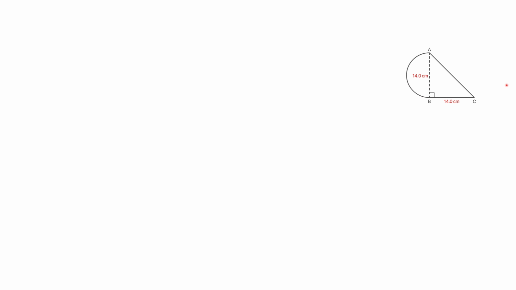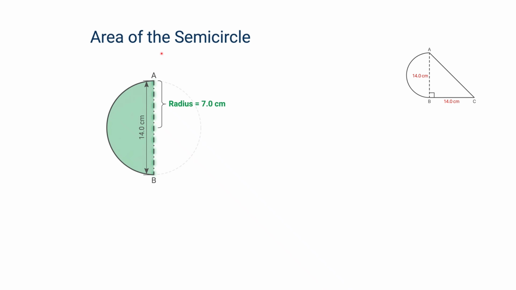What about this part? This is the semicircle. This is the diameter, which is 14 centimeter, and this half is the radius, which is 7 centimeter. We have no formula for a semicircle, but we have a formula for the circle. But we need the semicircle. Can we calculate the area of this semicircle? Yes. If we divide the whole area of the circle by 2, we can get the semicircle area.